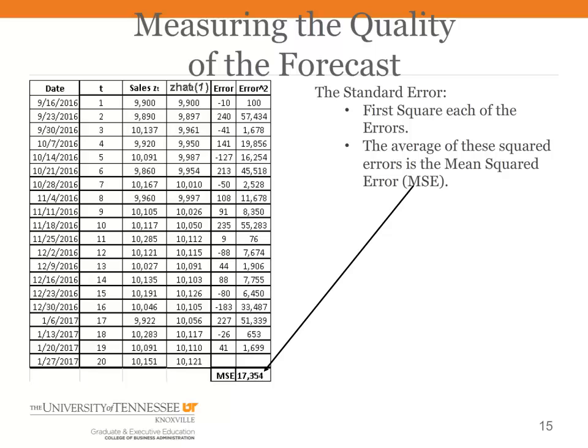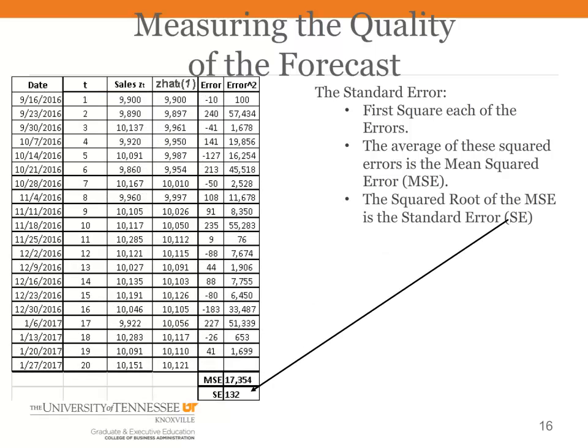And then what I want to do is to take an average of those squared errors. We add all 19 up and we divide by 19, and this is called the mean squared error, or MSE. And you'll get some kind of big number that really doesn't mean too much to us just by looking at it. Then we take the square root of the mean squared error and that is called the standard error, or SE. In this case, it is 132. That number tells us a lot.